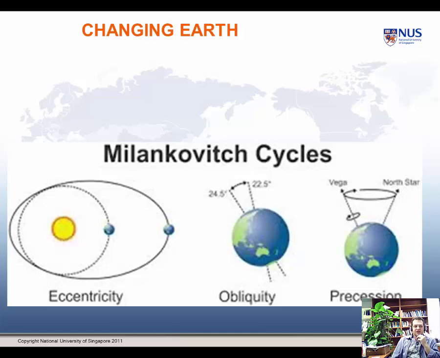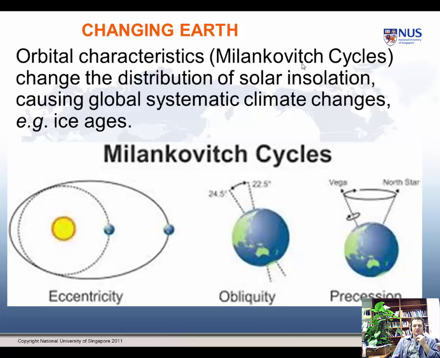The thing we first came upon in the last lecture was the orbital variations or characteristics of our planet's orbit around the Sun, so-called Milankovitch cycles, and how these affected the amount and the distribution of solar insolation, or solar energy, that reaches the planet. And effectively, that caused global systematic changes, for instance, ice ages.